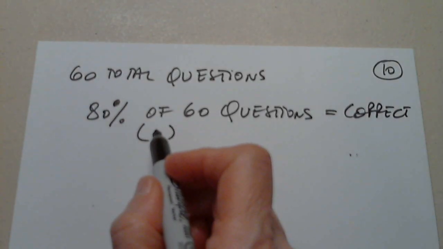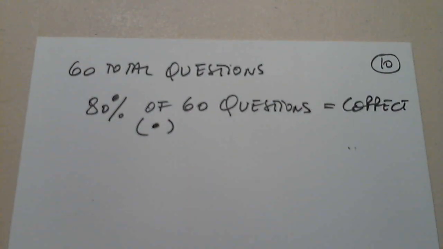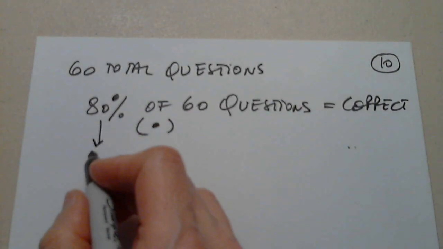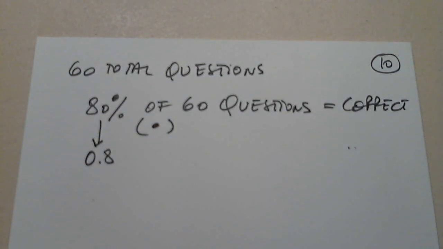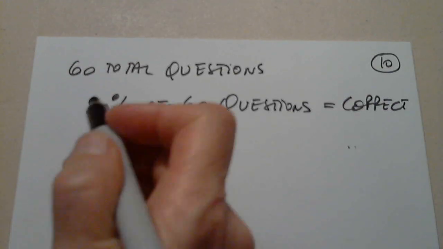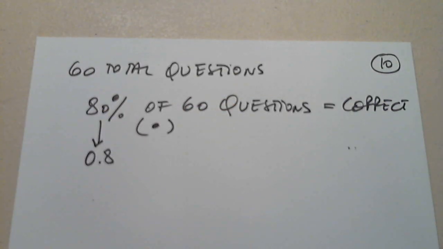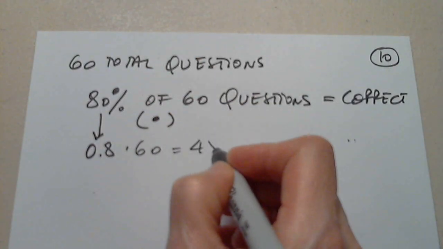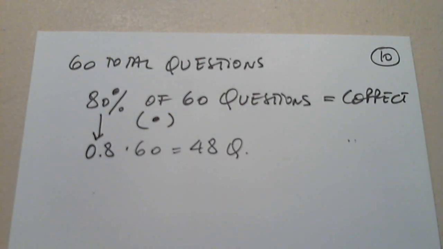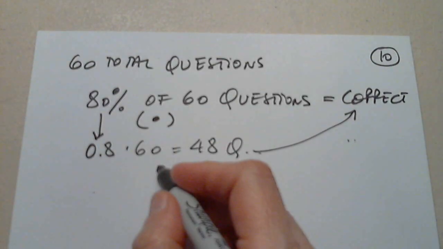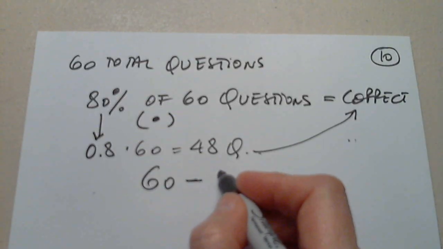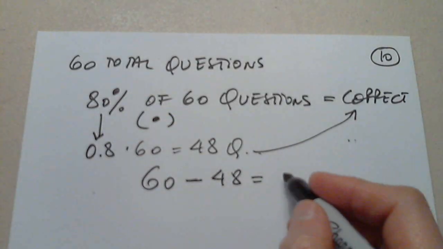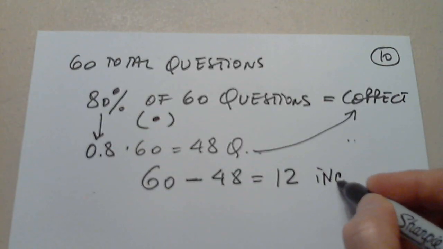Remember the concept of "of": this means multiplication. Remember, we have to change the 80% into 0.8 by dividing it by 100, or moving the decimal point to the left. Good. So 0.8 of 60 is 48 questions answered correctly. Out of a total of 60 questions, 60 minus 48 means that 12 were incorrect.